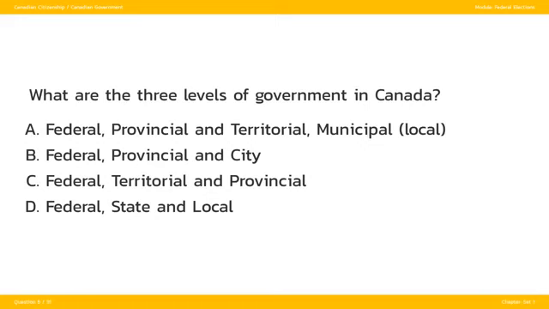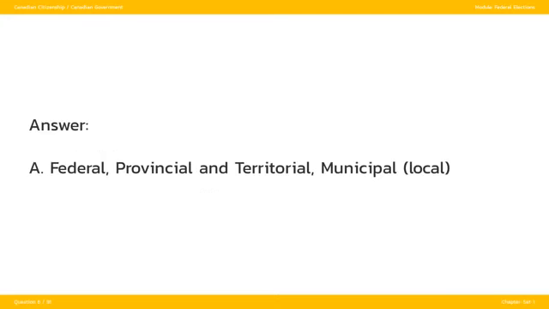What are the three levels of government in Canada? A. Federal, provincial, and territorial, municipal, local. B. Federal, provincial, and city. C. Federal, territorial, and provincial. D. Federal, state, and local. The answer is A. Federal, provincial, and territorial, municipal, local.